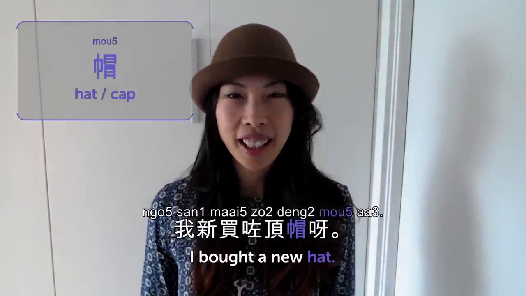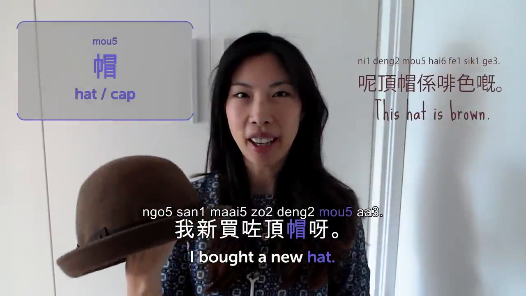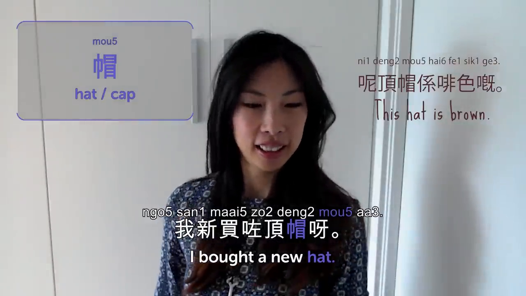我新買咗頂帽啊. I bought a new hat. 呢頂帽係啡色嘅. This hat is brown. And I don't know where I should wear it to yet.